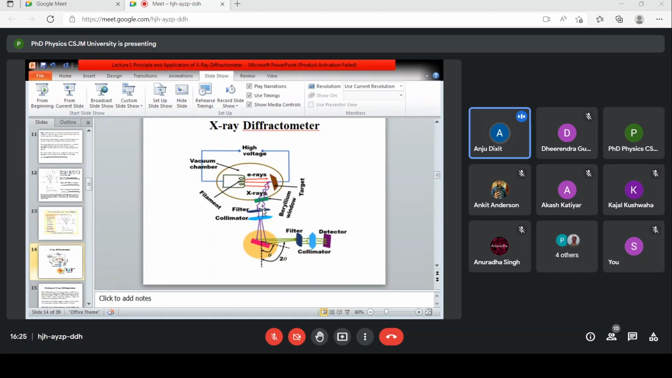The filter is there to filter out the other wavelengths, and the collimator is there to collimate the beam of X-ray. Then this pink one is the sample holder. The X-ray beam interacts with our sample or crystal at an angle, with a rotator where the sample is kept in the middle, and this is the angle 2 theta. A filter is there, and a detector detects the pattern which is forming with the help of this process. I am going to explain you one by one.